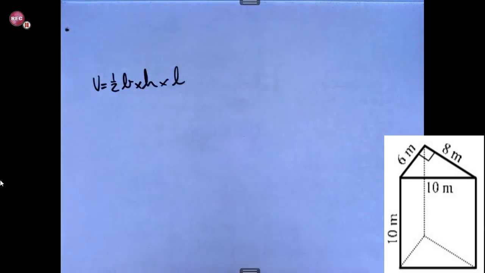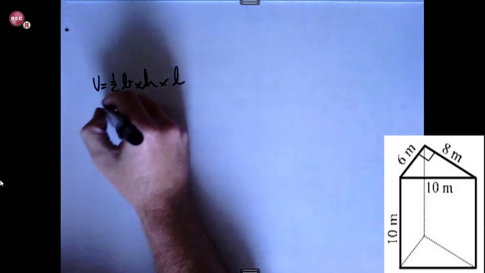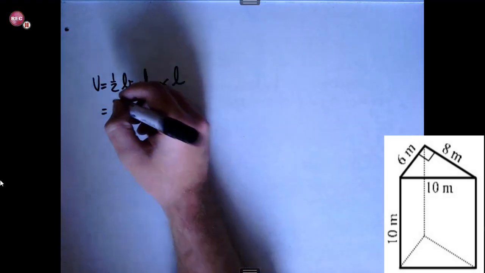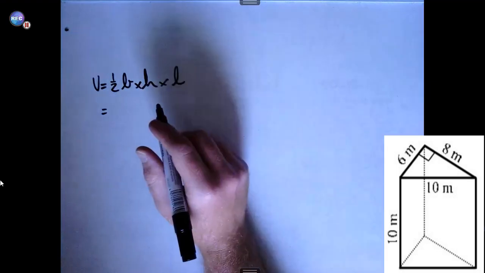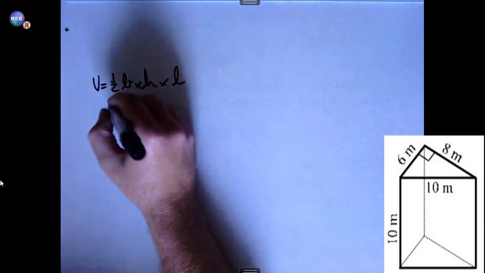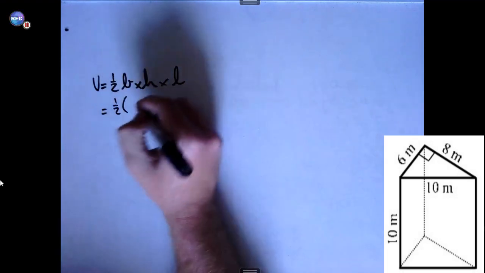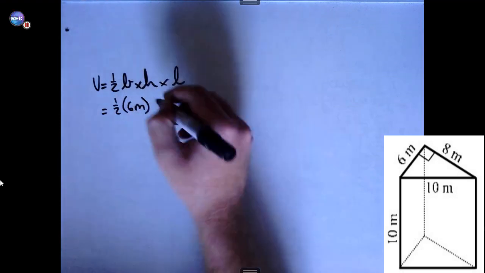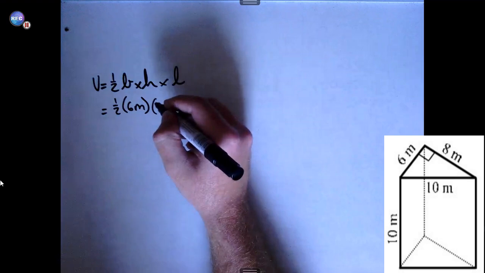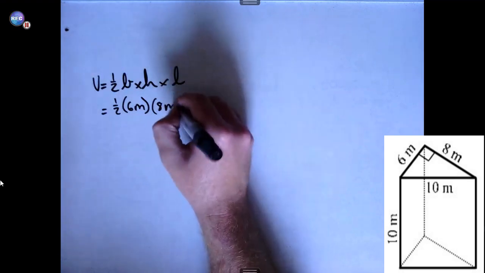Okay, so to calculate the volume of this triangular prism, we are going to apply the following. The area of the triangle is half the base of the triangle times the height. So this is the way it's going to look. It's going to be half, the base would then be 6 meters, multiplied by the height, which is 8 meters in this case.